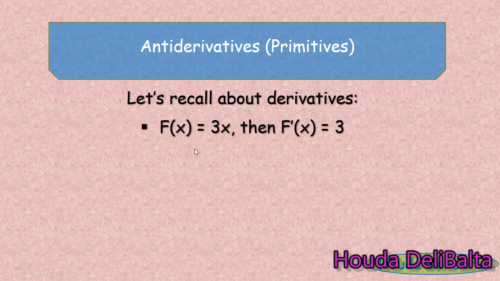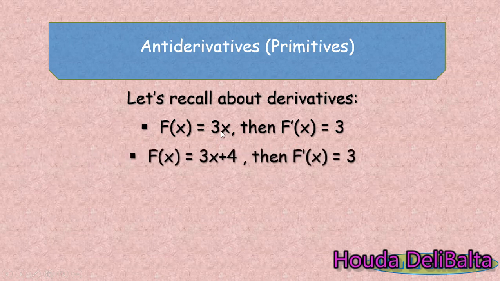Here is the function f of x equal to 3x. Then the derivative of this function is 3. As you know, you take the constant that's multiplied by x, and the derivative is 3. Also, if the function is 3x plus 4, then the derivative is also 3, because the derivative of the constant, as you know, is 0. So note that these two functions have the same derivative, and keep that in mind.